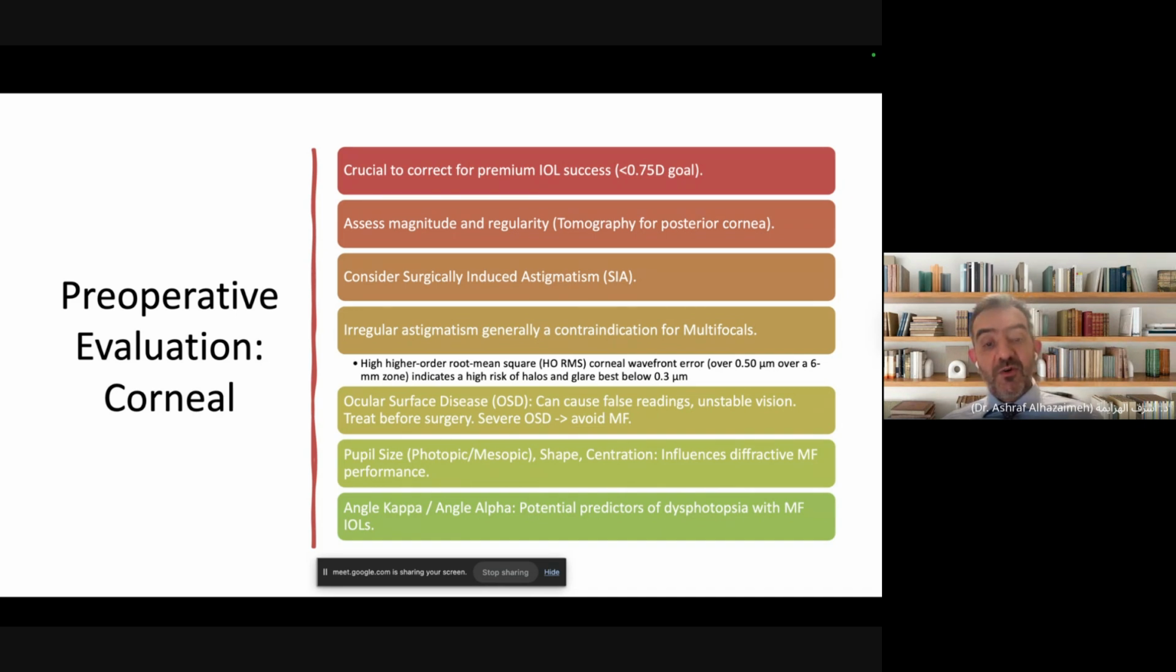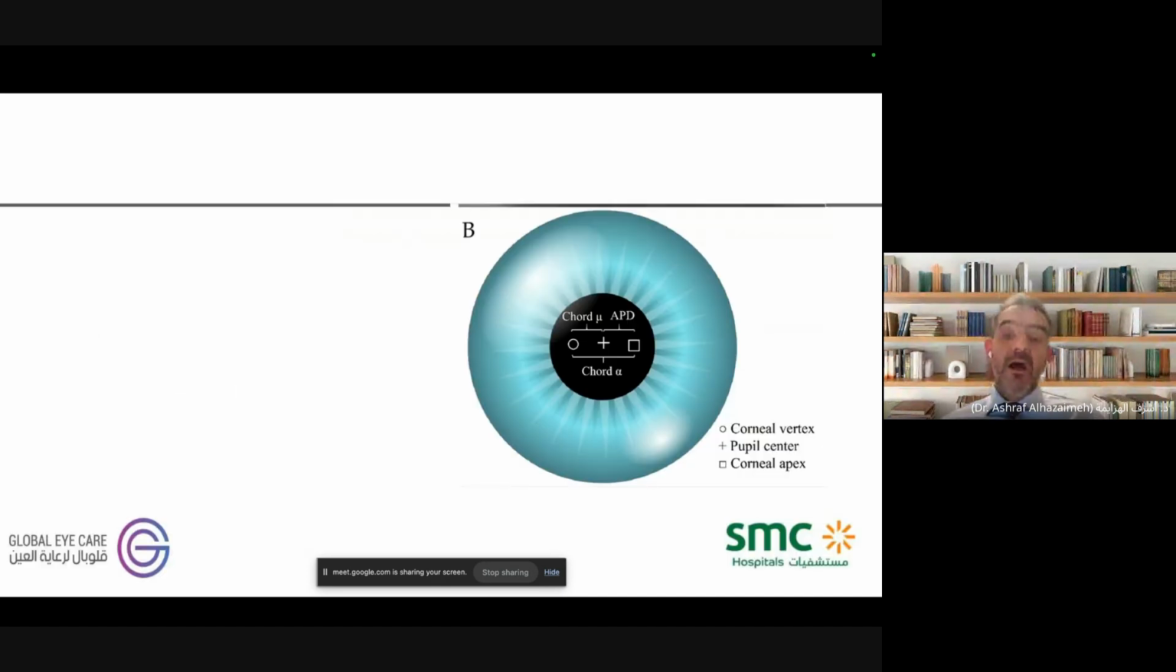Examine the patients for dry eye. Check if the patient has any blepharitis. Examine the patient's pupil. Examine the angle alpha and angle kappa, which refer to the distances between the axes of the eye: the visual axis, the optical axis, and the center of the limbus to limbus.